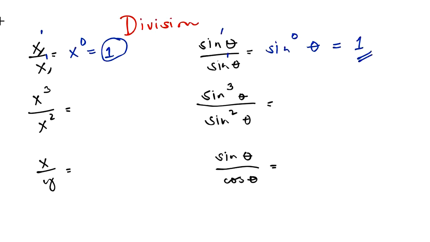Next is x cubed divided by x squared. Same variable x. So, pwedeng mag-subtract. Copy the same variable x. 3 minus 2, that is 1. Kapag 1 ang ating exponent, no need to write. So, ibig sabihin, ang ating final answer is x.